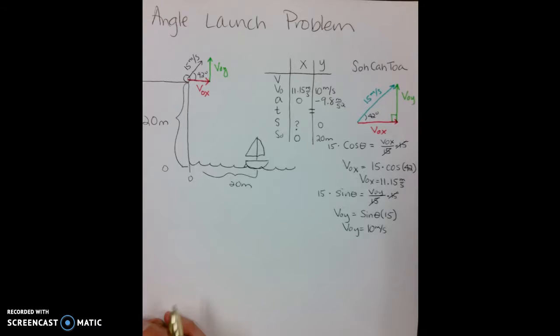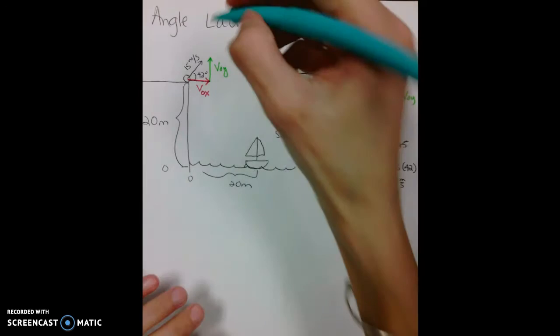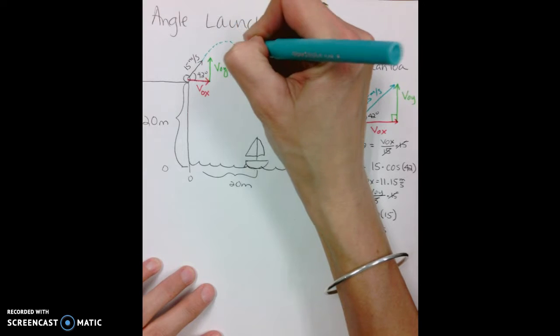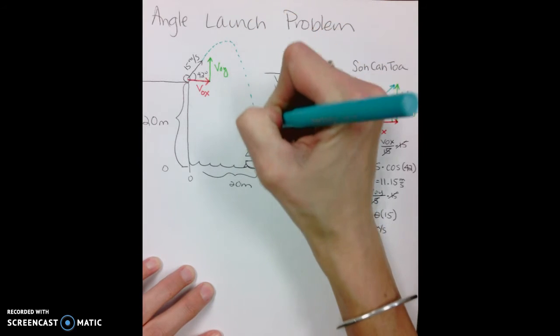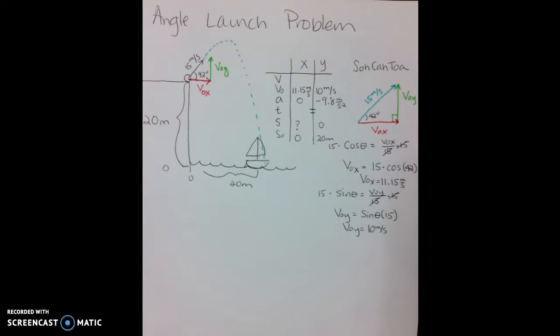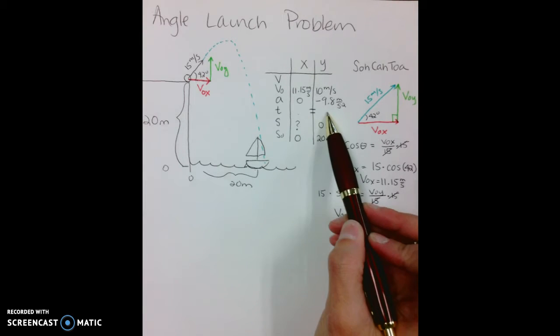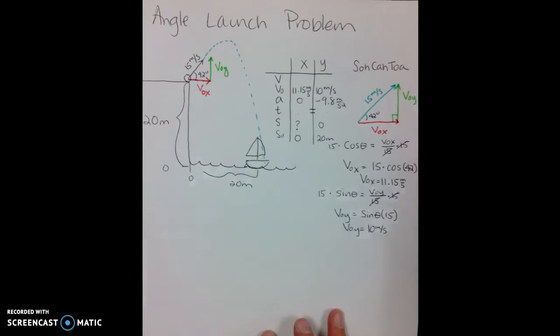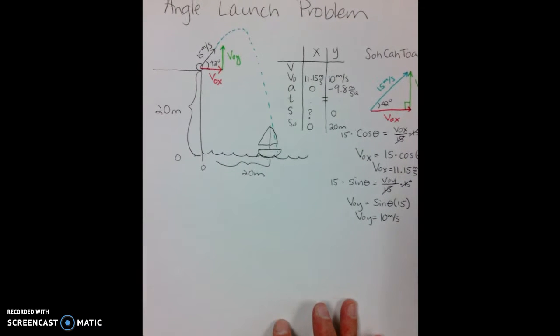Okay, so if I want to know where this projectile is going to land, I have to think about how it's going to travel. I know that it's pointed in this direction on the way up, so it's going to go up a little bit farther, and then I'm hoping that it will land somewhere within that 20 meters and hit the boat. Okay? So the first thing I should probably find is this time, so that I can eventually find this s in the x direction.